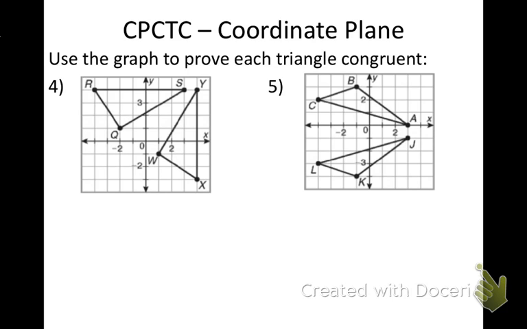So looking at the two triangles, number 4, give me a side that you would like to find first. Joe, which side would you like to find first? Doesn't matter. RS. I like that one. Why? 'Cause it's just the horizontal line, right? So what's the distance for RS, Joe?